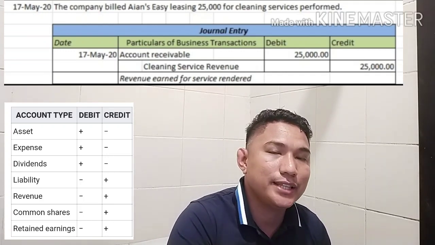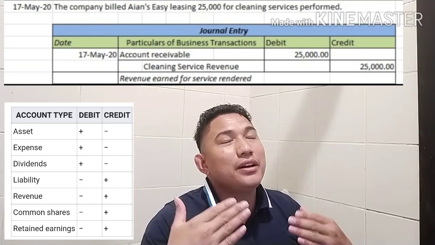And then you have to record a revenue. Why do you have to record the revenue? Because you have an income, because you performed service for them. Cleaning service revenue, credit, 25,000. Why do you put the cleaning service revenue on the credit side? Because it increases. Imagine, your revenue increases.